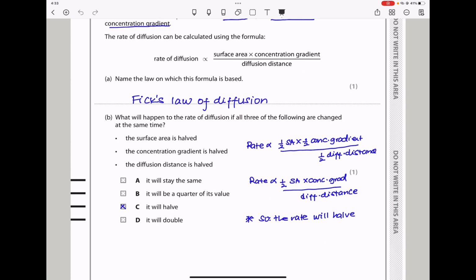So here they ask, what will happen to the rate of diffusion if all three of the following are changed at the same time? If the surface area is halved, the concentration gradient is halved, and the diffusion distance is halved, what changes are we going to see? So I rewrote the same expression, but in this case, I used half the surface area, half the concentration gradient, as you can see here, and half the diffusion distance. We can see the halves cancelled out, and then we remained with a half times surface area times concentration gradient divided by diffusion distance. And whatever we get here is half of what we have here, meaning the rate is also going to be half. So my answer was C, it will be half.